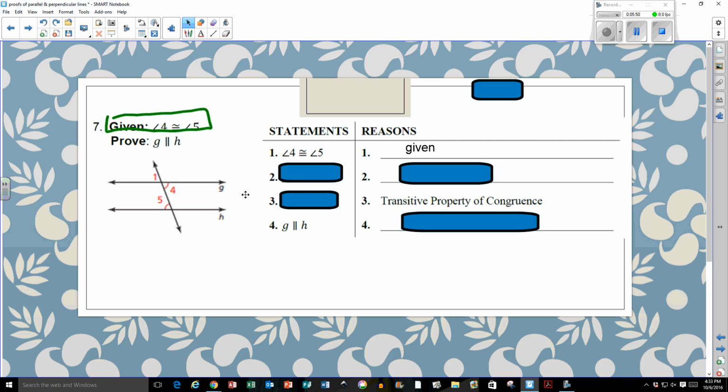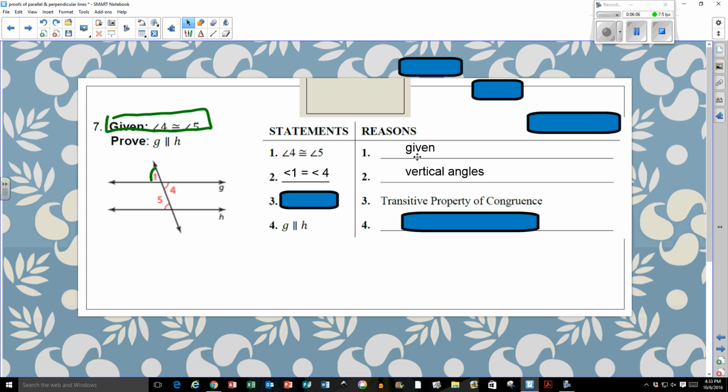And then I look at the picture over here first of all. I know that 4 and 5 are congruent because it's given to me, but I know 1 and 4 are congruent because they're vertical. Because when I look at the picture, that's a fact. 1 is equal to 4 because they're vertical.